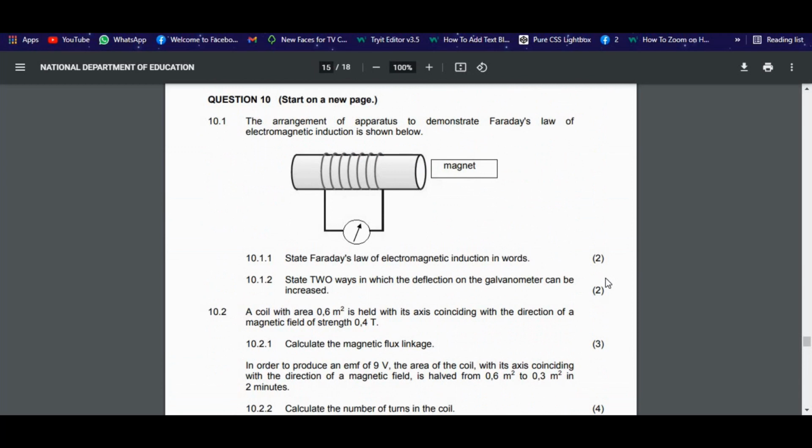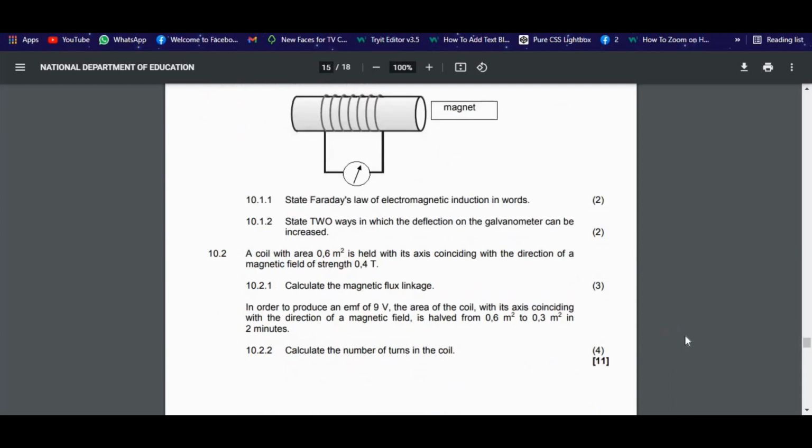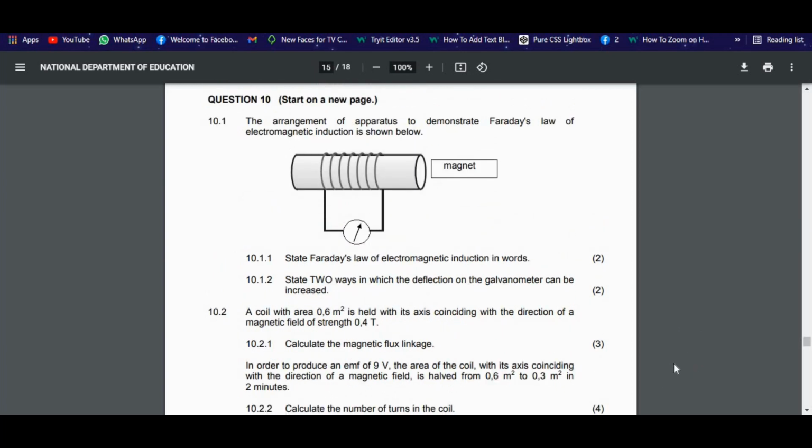Okay, so question 10: the arrangement of the apparatus to demonstrate Faraday's law of electromagnetic induction is shown below. State Faraday's law of electromagnetic induction in words. Sure, we can all do that. State two ways in which the deflection on the galvanometer, which is this little symbol over here, can be increased. I have mentioned how we can do that. Then 10.2 goes on with some calculations, such as calculating the magnetic flux linkage, and then also calculating the number of turns in the coil for 10.2.2, and that's worth 11 marks.